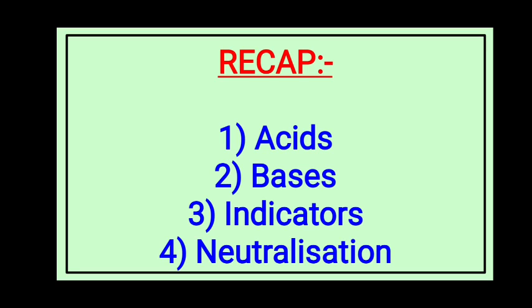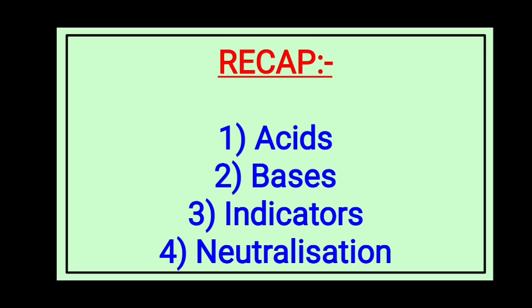In this chapter, we had studied about acids, bases, indicators, and the process of neutralization. Now, in acids, we had seen that acids were those substances in which the main constituent that was present was hydrogen ion, that is H plus ion. The pH value of acid was less than 7 and the taste was sour. Some examples of acids we had seen: HCl, H2SO4, HNO3, etc.